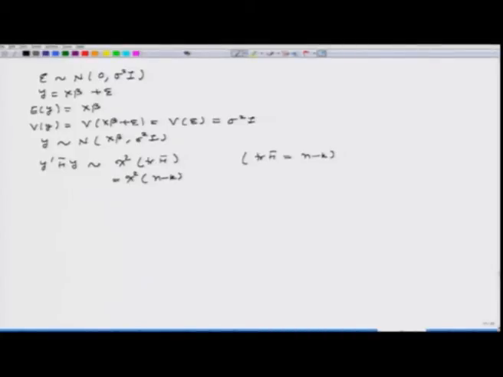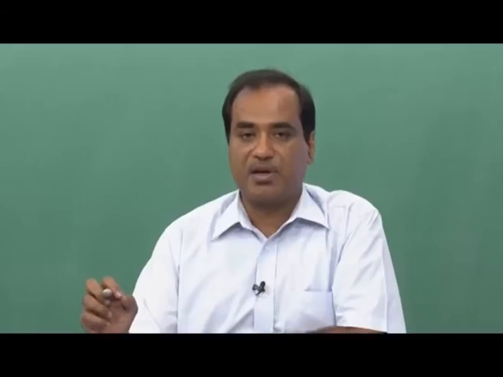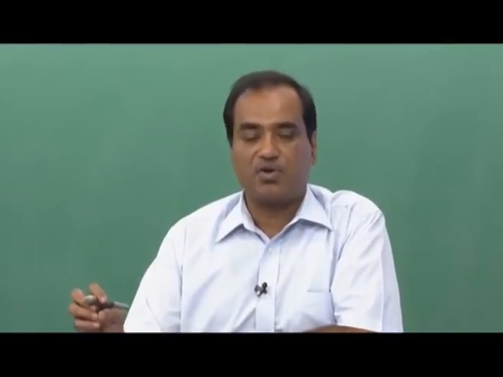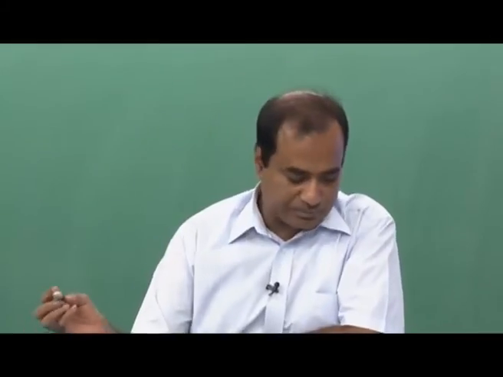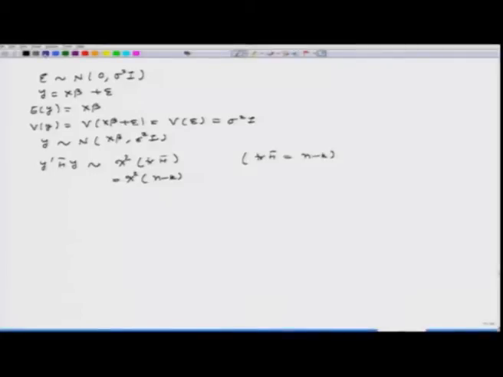And we also know that if there is some random variable here which is following a chi-square distribution, then the expectation of that random variable is same as the degrees of freedom, and its variance is same as twice the degrees of freedom. So, using this result I can write down expected value of y transpose h bar y is equal to n minus k sigma square.